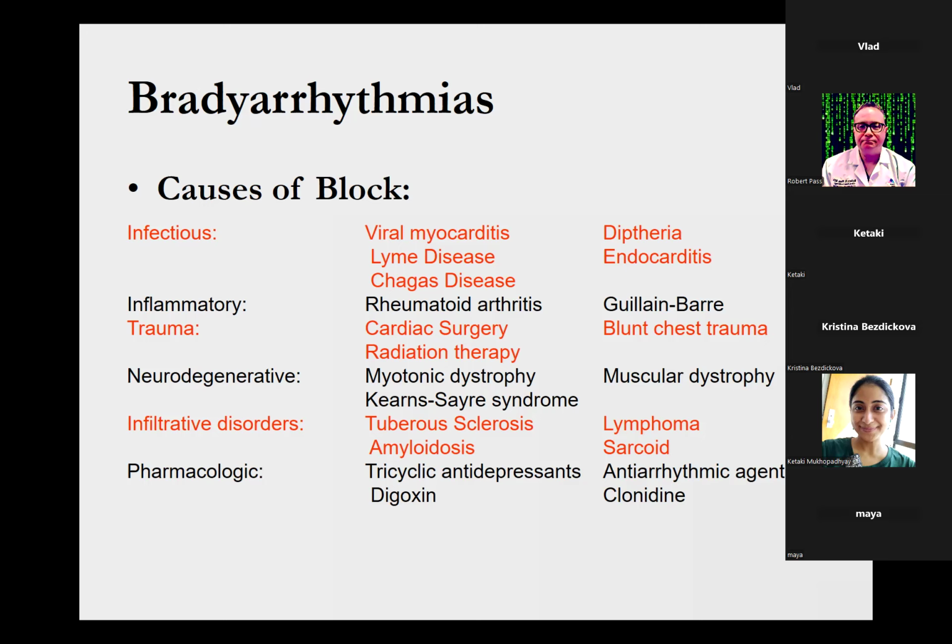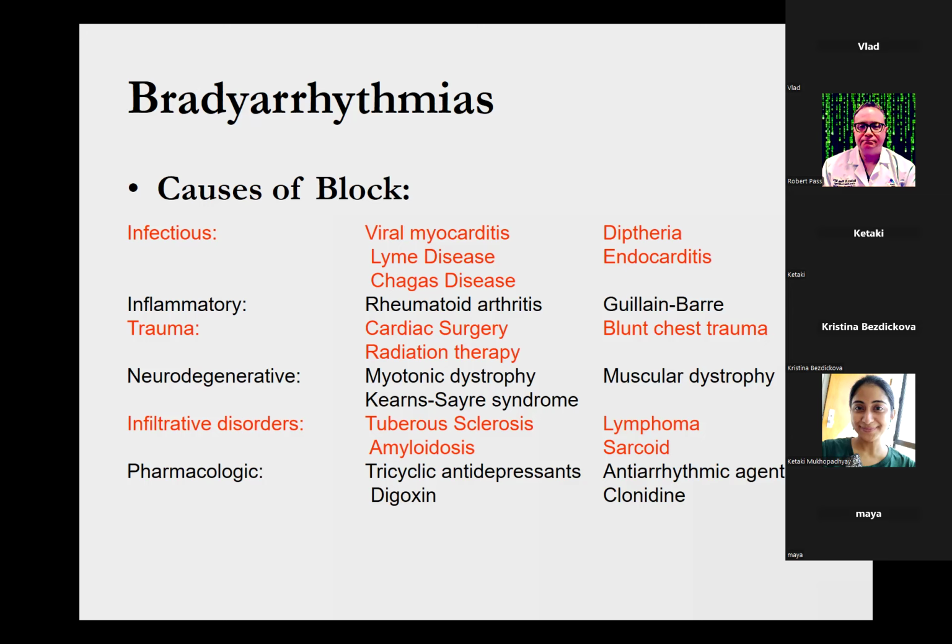But you can have blunt chest trauma, you can have radiation therapy sometimes cause AV block, although thankfully I've never seen that either. There are multiple neurodegenerative disorders, muscular dystrophy, the most common one we see, causing block, Kearns-Sayre syndrome, myotonic dystrophy. There are a bunch of infiltrative disorders like tuberous sclerosis with rhabdomyomas, lymphomas, amyloidosis, and sarcoid. And then there are multiple pharmacological causes of heart block, almost always toxic effects.